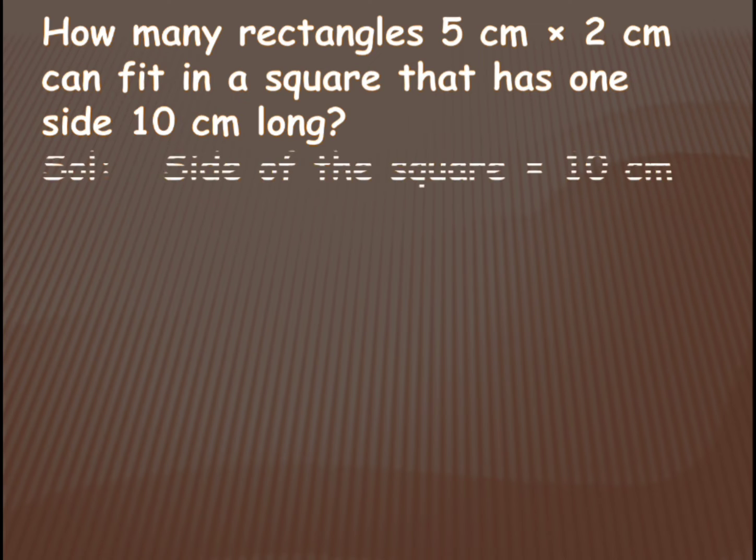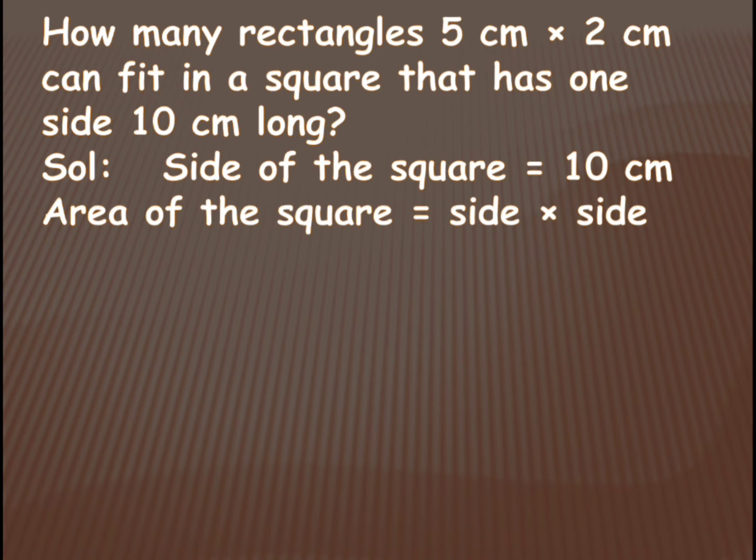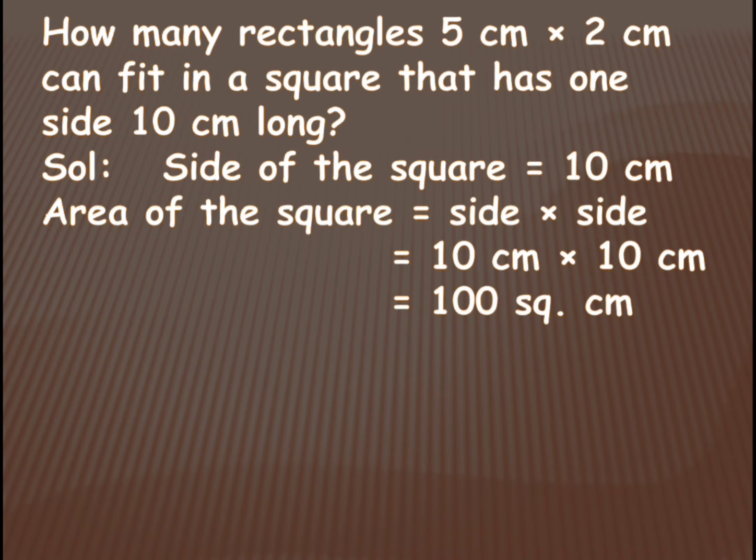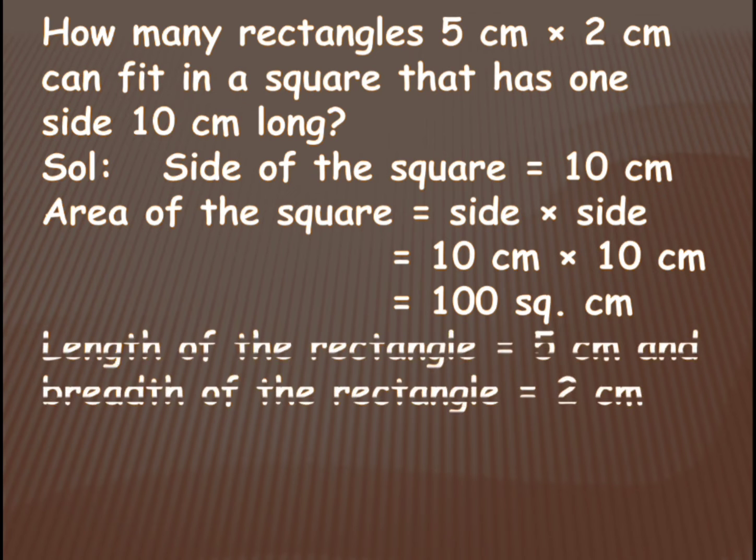So let's see. First let's find the area of the square, that is side of the square equal to 10 centimeters. Then the area of a square is side into side, which is 10 centimeters into 10 centimeters. And whenever we are finding the area, children, please remember you have to write the units as square units, that is square centimeters, square meters, square kilometers, according to the question given. So 10 into 10 becomes 100, then units are square centimeters. So the area of the square is 100 square centimeters.